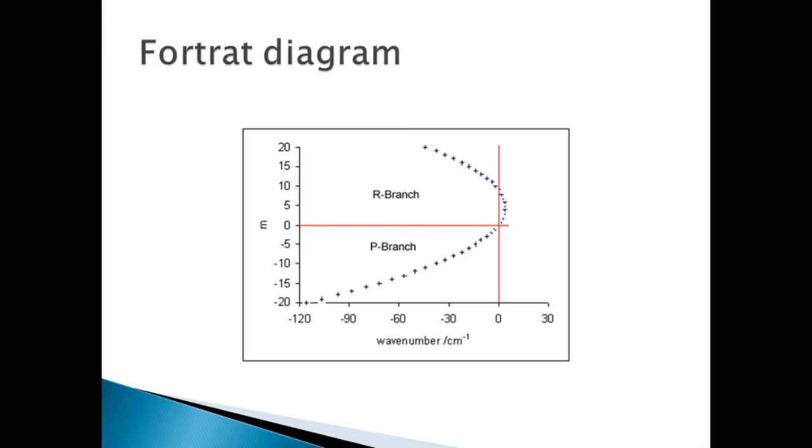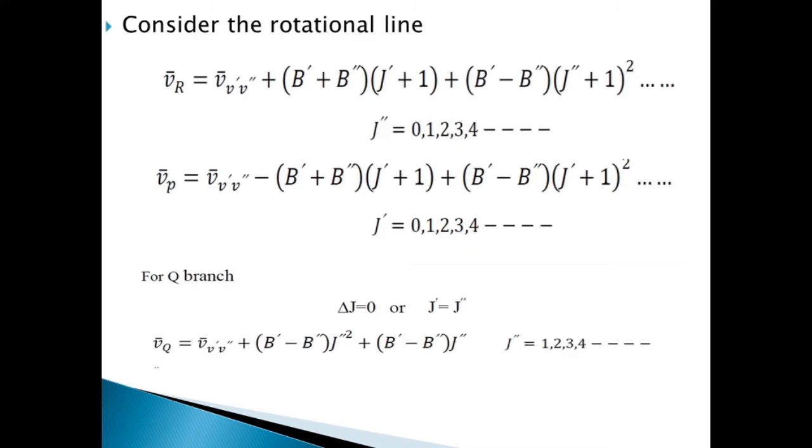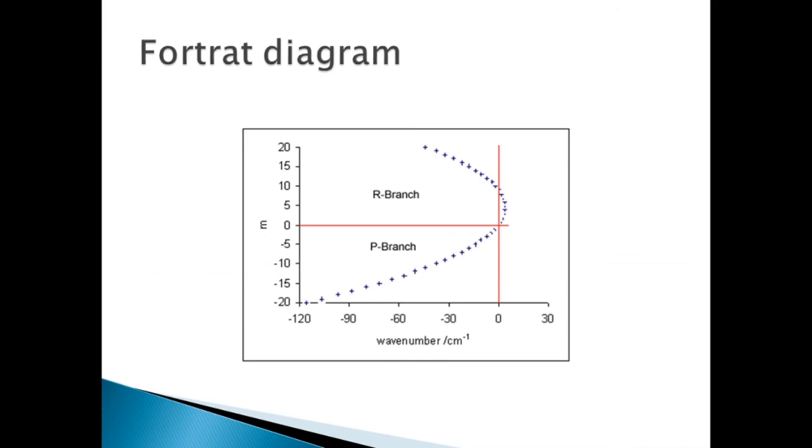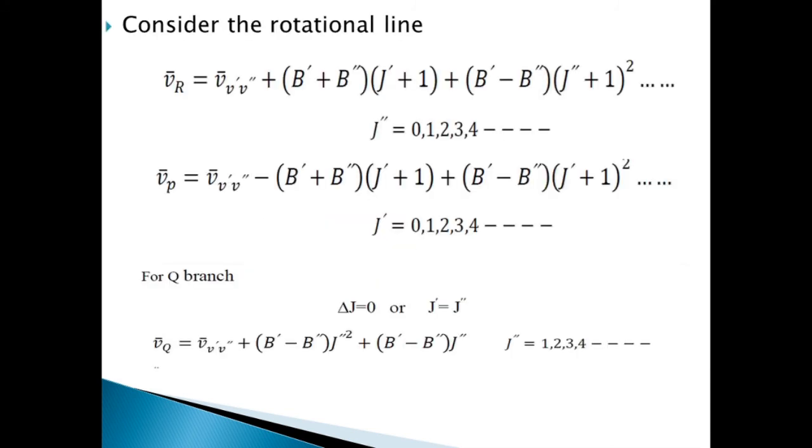Consider the rotational line, the Fortrat diagram. The Fortrat diagram is a part of the rotational fine structure. Consider the rotational line expressions for the R lines, P lines and Q lines.